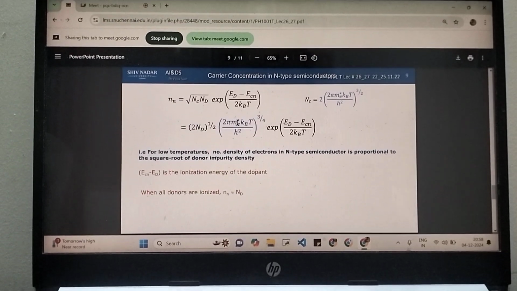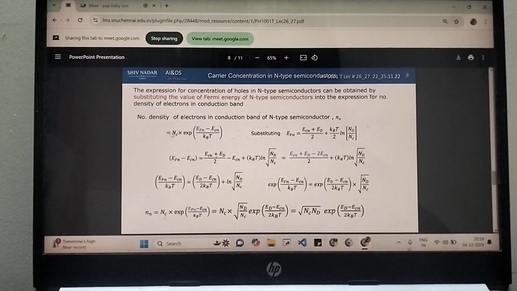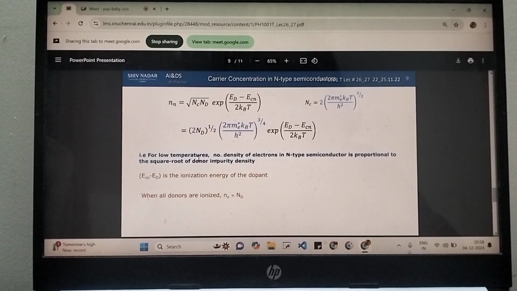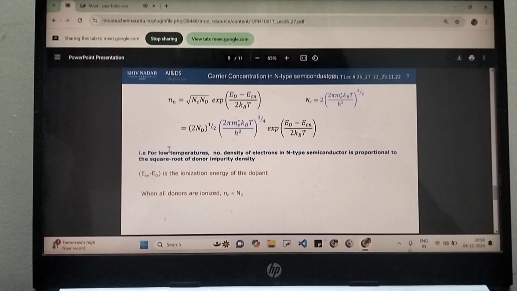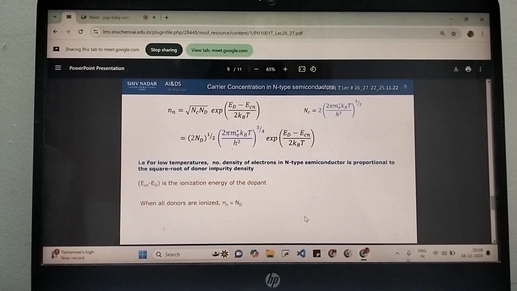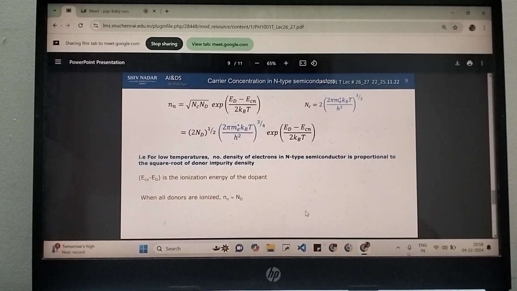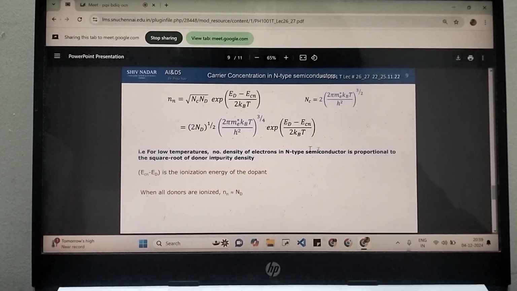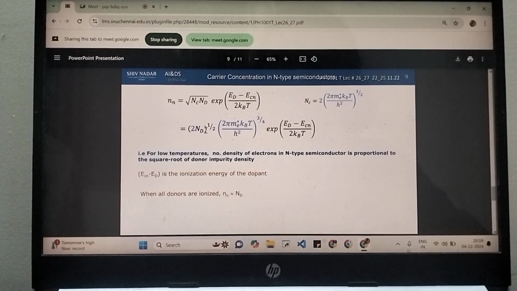So this derivation was purely math. The only physics idea we applied here was you take this initial expression and then you plug in the value of Ef. After that it's pure math. So what is the important thing to remember from this expression? At low temperatures, meaning as long as the donor atoms are getting ionized and the donor electron is moving to the conduction band, in those temperatures the number of electrons in the conduction band is proportional to square root of donor impurity density. So Nn is proportional to square root of Nd.